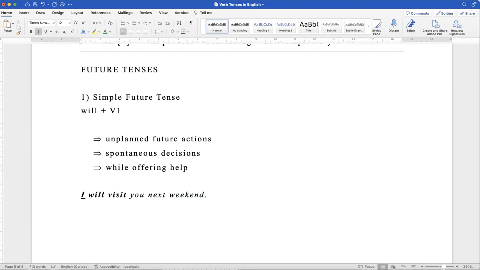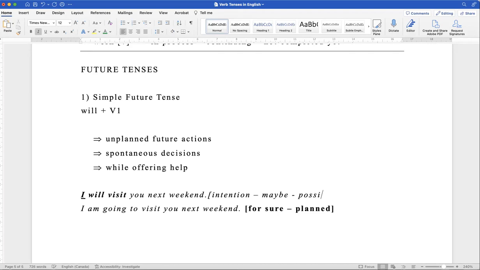Or if I say, I'm going to visit you next weekend. This is for sure. Planned. I will definitely visit you. But the other one is just an intention. Maybe. Possibility. I may change my mind. I may not go there. But for now, this is my intention. This is like my goal at present, but it may change at any time.